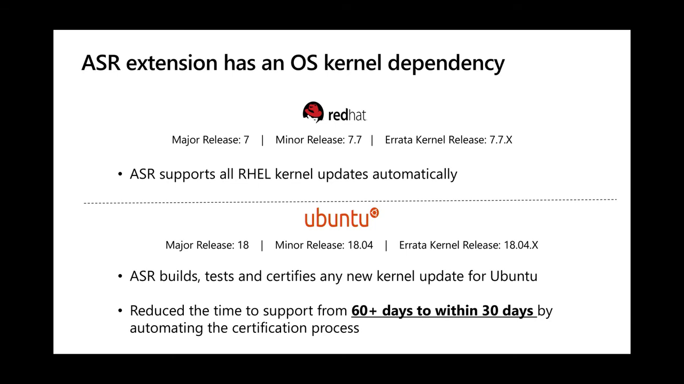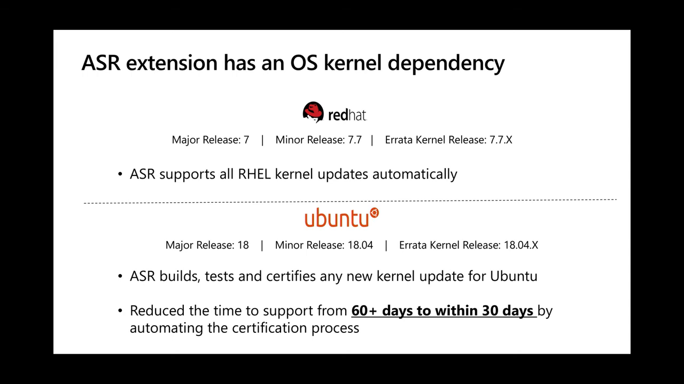Take the example of a different distribution, Ubuntu. Ubuntu follows the release cadence of 18, 18.04, and so on. Every 2 weeks, they release frequent kernel updates. But at the same time, they do not guarantee that any kernel update will not introduce any breaking changes. Because of that, ASR has to rebuild and recertify all the kernel updates whenever Ubuntu releases them. This is what takes time for ASR to release the certification.